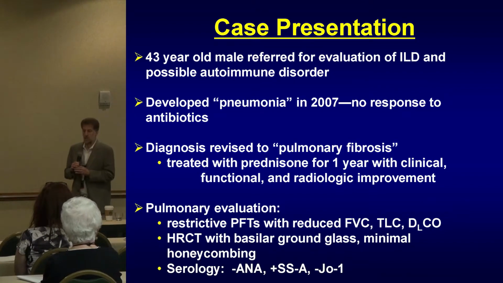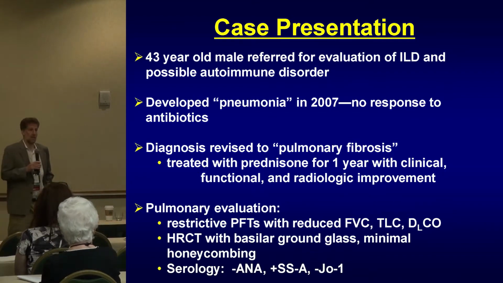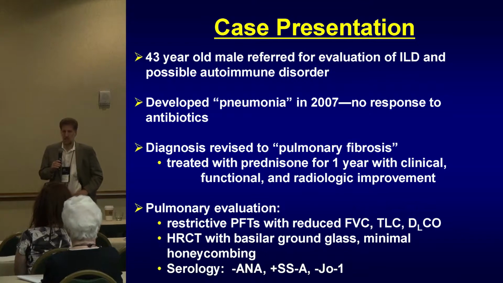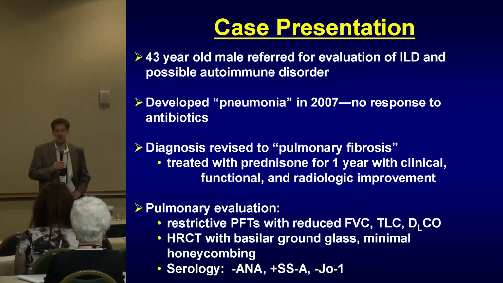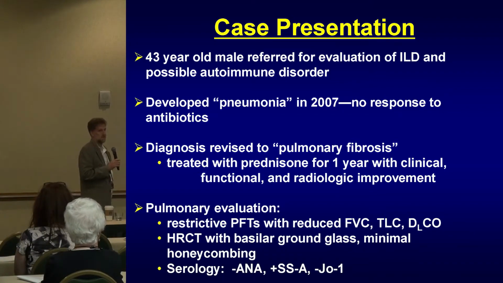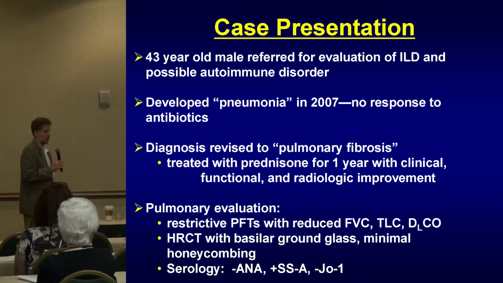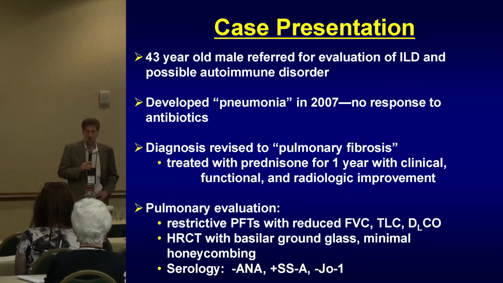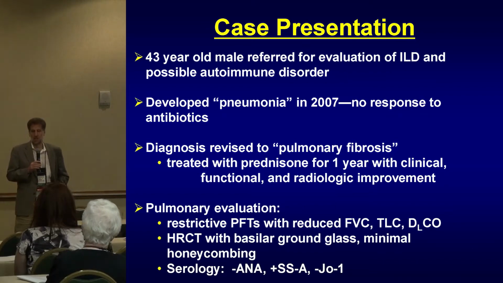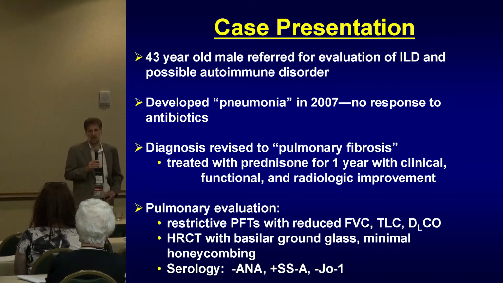So what I'd like to do is start by presenting a case of a patient whom I still follow, but I saw initially a few years ago, because I think it illustrates some of the challenges that we face both as physicians and as patients with lung disease in the setting of myositis. So this is a 43-year-old gentleman, or at least he was 43 at the time, who was referred to me from one of my pulmonary colleagues for evaluation of possible autoimmune disease associated with interstitial lung disease. So this was not somebody who had a known diagnosis of myositis by any means.